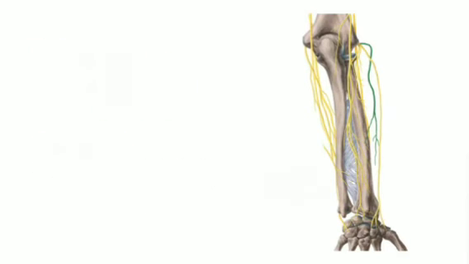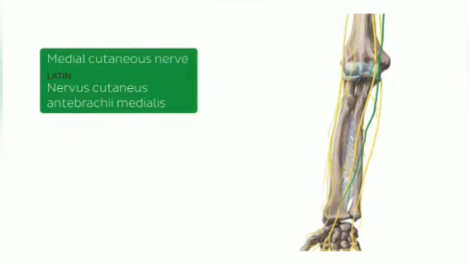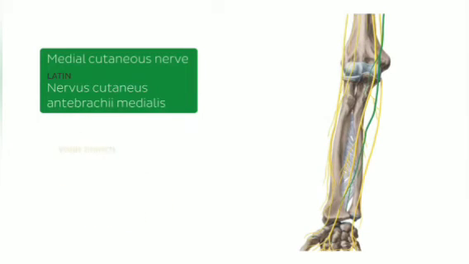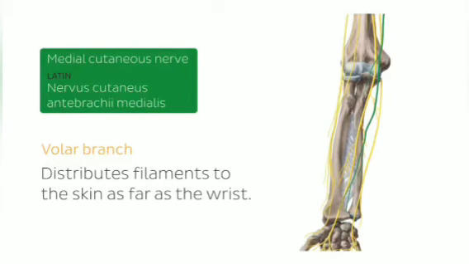We're going to move on to another nerve seen highlighted in green. This is known as the medial cutaneous nerve. And the medial cutaneous nerve of the forearm arises from the medial cord of the brachial plexus. Also important to mention that it splits into volar and ulnar branches. And on the volar branch, also known as the anterior branch, what you need to know is that this is the larger and passes usually in front but occasionally behind the median cubital vein. It distributes filaments to the skin as far as the wrist.